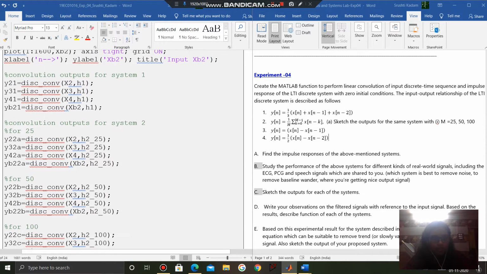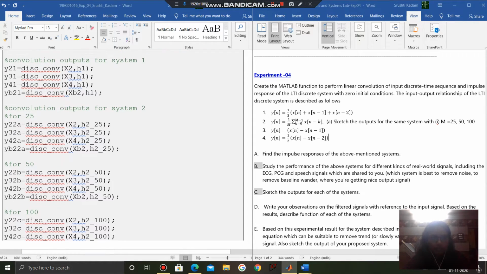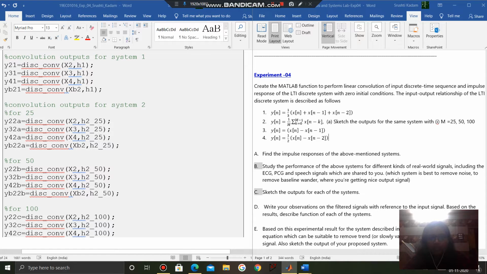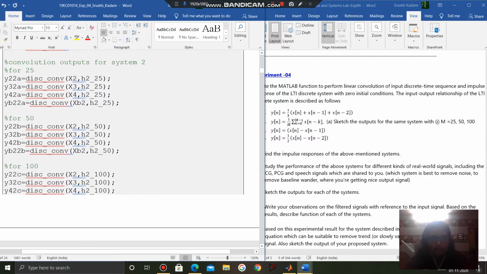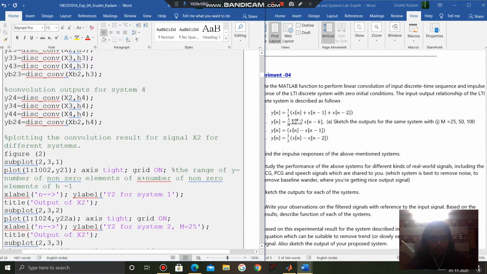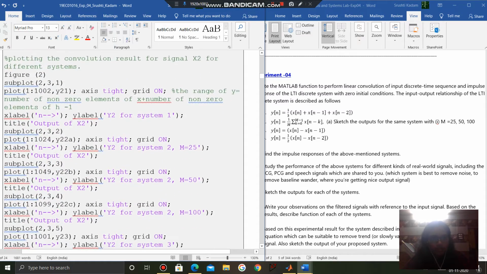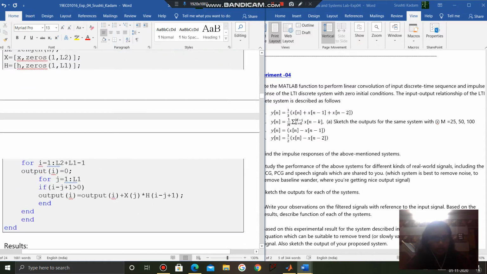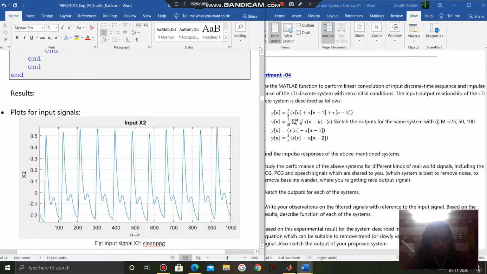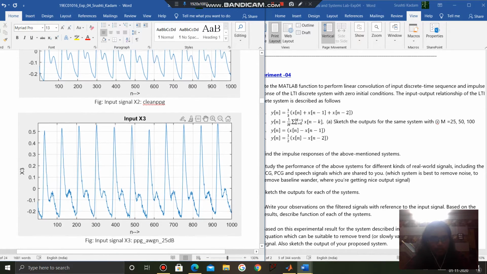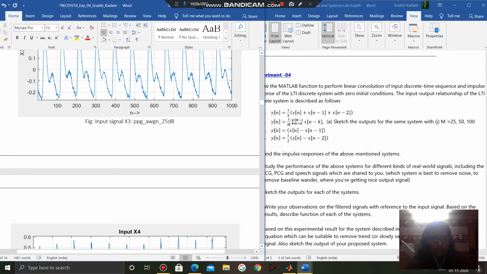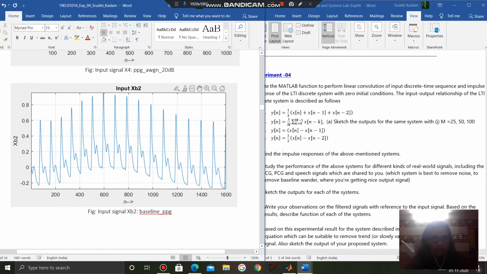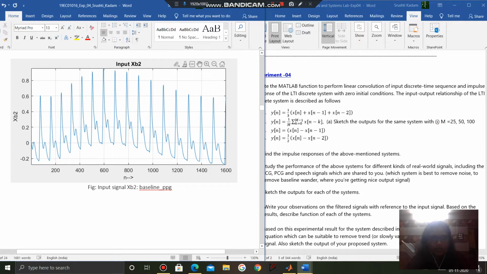So for system 1, I calculated the convolution results. Then for system 2, since we have capital M equal to 25, 50 and 100, for all values I have calculated. Similarly for system 3 and 4, and here I am plotting all those results. Let's go to the plots. So as you can see, this is my first input signal x2, it's called clean PPG. Second input signal x3, third input signal x4, and the last input signal is xv2. This has some baseline wander, that is a shift in the signal.